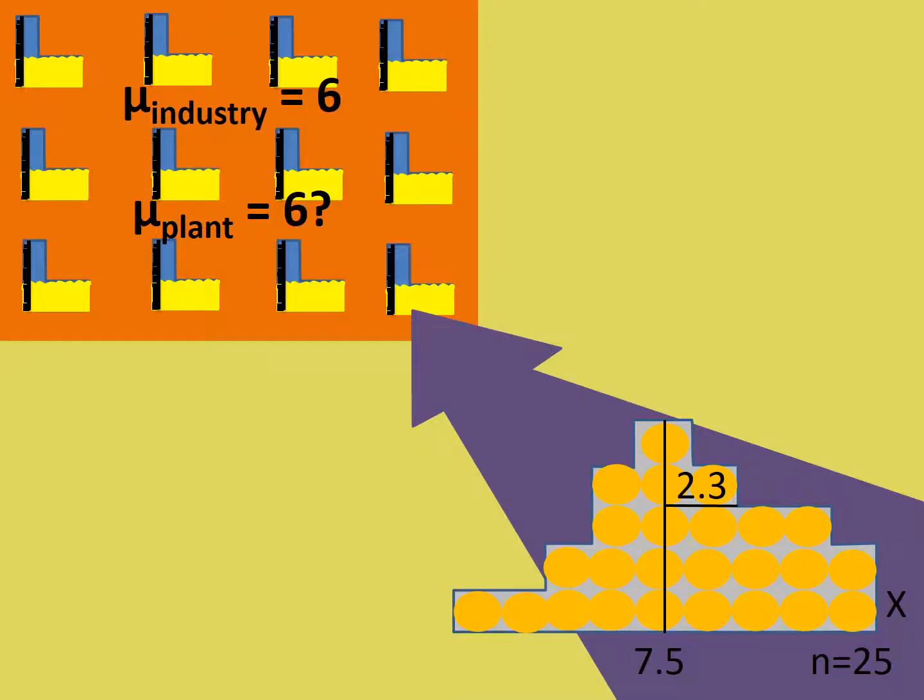This question about the mean uric acid level for the plant may be answered by carrying out a statistical test of hypothesis. To operationalize the test situation, suppose, as shown on the lower right, that a random sample of 25 workers considered representative of the plant is studied, and it is found that the sample mean uric acid level is 7.5 and the sample standard deviation is 2.3. Based on this sample, then, can it be concluded that the workers in this plant have uric acid levels higher than those in the general industry?